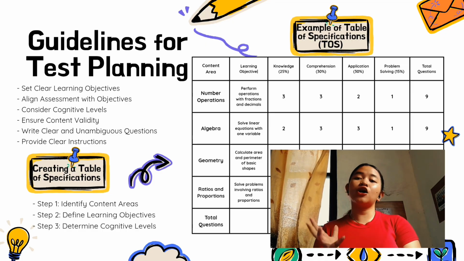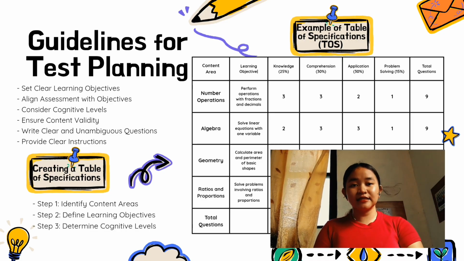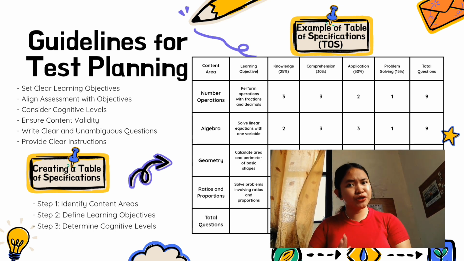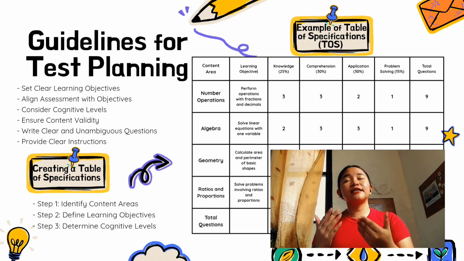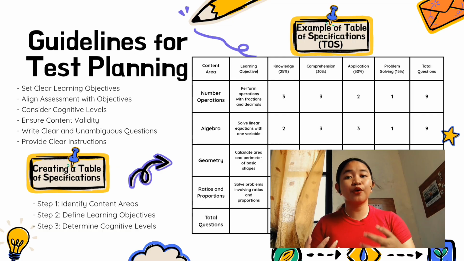While consider cognitive levels, it includes questions that assess different levels of thinking. Example, knowledge, comprehension, application. We also have ensure content validity. Ano nga ba kapag maririnig natin yan? So, ito po yung meaning niya. The test should cover all relevant content areas in proportion to their importance.